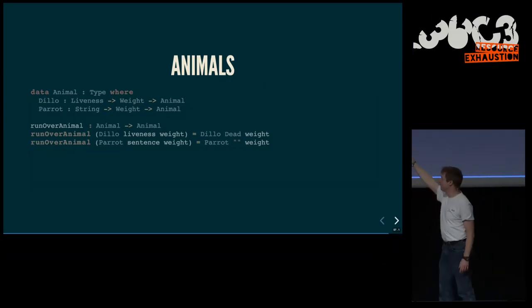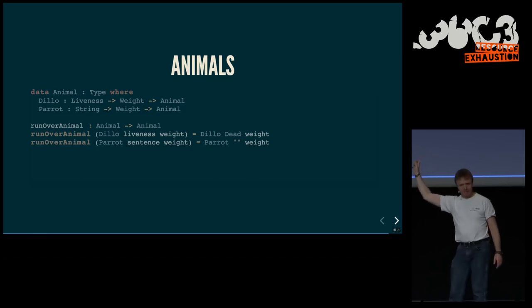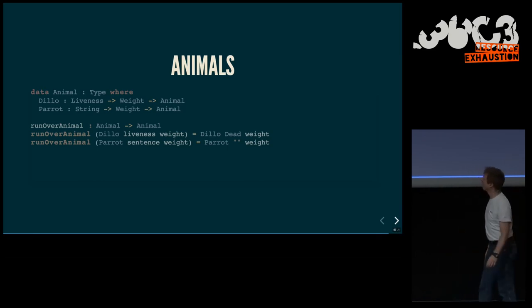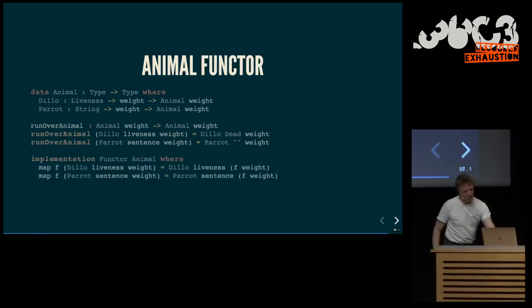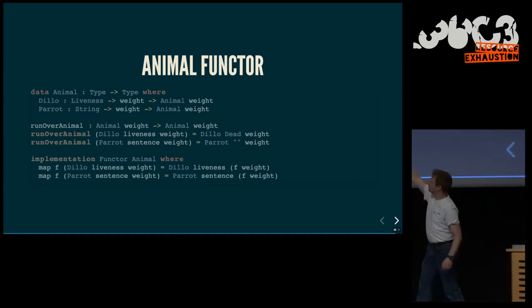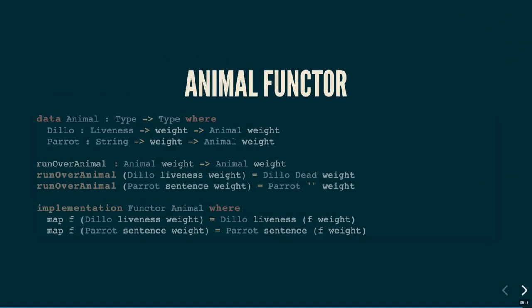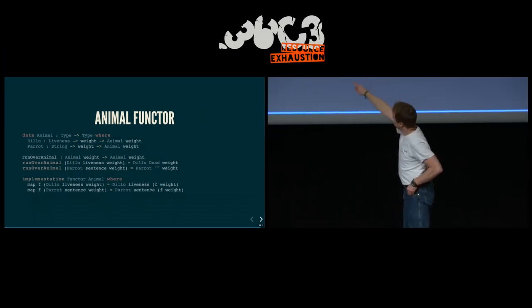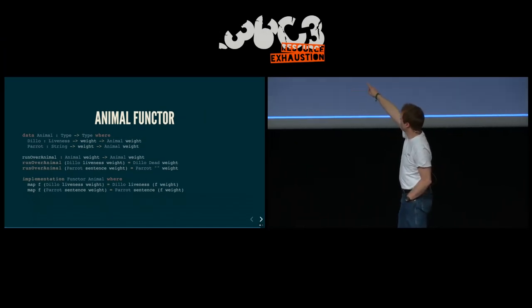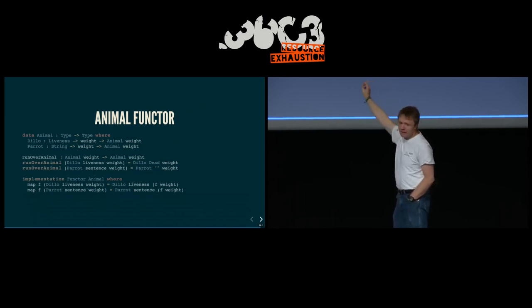If you look at Dillo and Parrot, they both prominently have this weight thing. And so that seems more important than the other two properties, which are specific to a particular kind of animal. And so the thing to do is just to, you can see I replaced uppercase Weight by lowercase weight and made that into a type parameter. And I can then provide a functor implementation down there. You might think, what is that good for? Well, I don't know. One thing that you could do is you could provide a different representation for weights. Another thing that you could do, if you look at the type for run over animal, it says Animal weight arrow Animal weight, and weight is a type variable.